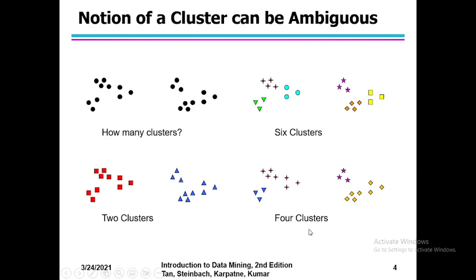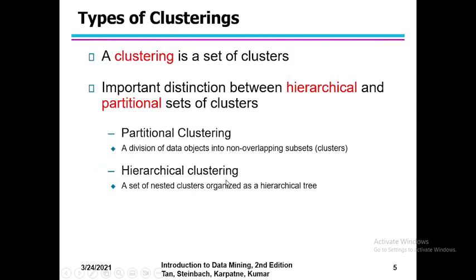In real-time examples, if you represent like this, you will get some ambiguity. So always try to represent your data in a proper manner with different shapes and different colors, so that there will be no ambiguity. Always try to avoid that ambiguity while you are doing clustering.